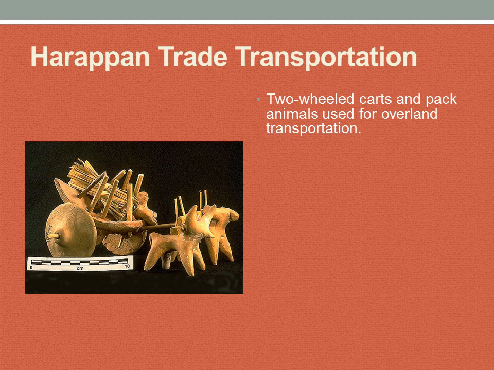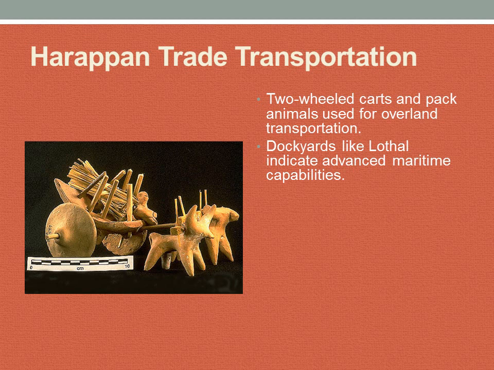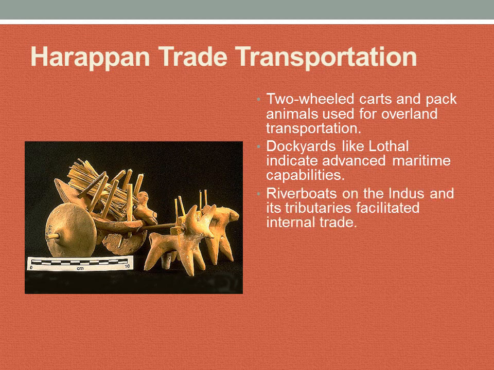Two-wheeled carts and pack animals were used for overland transportation. In the picture on the left you can see a model depiction of a two-wheeled cart used by the Indus Valley people. Dockyards in places like Lothal indicate an advanced maritime trading capability. So the dockyard in Lothal suggests that people were expert in maritime trading.